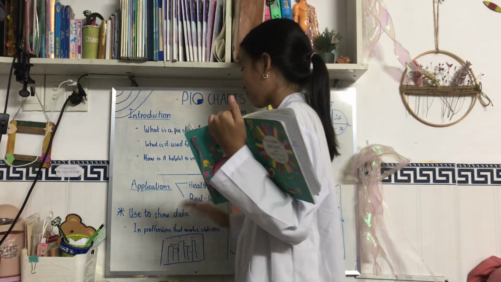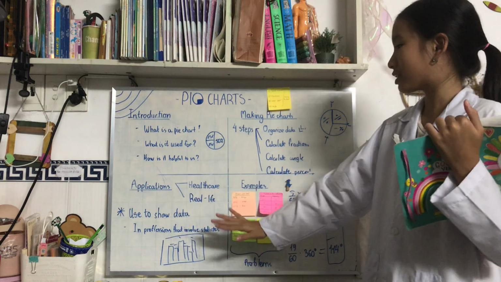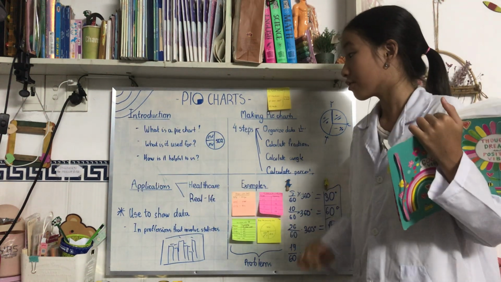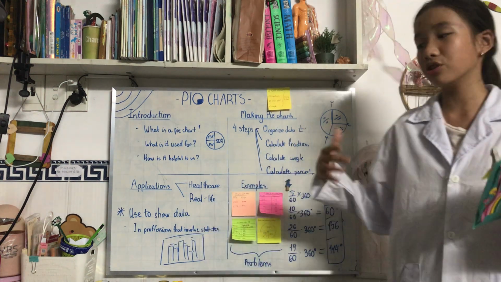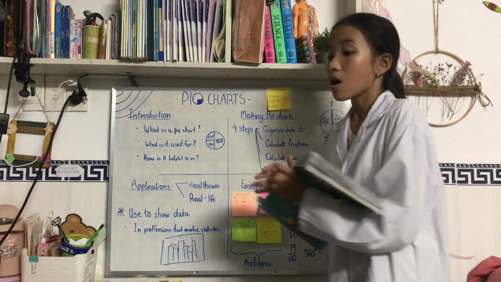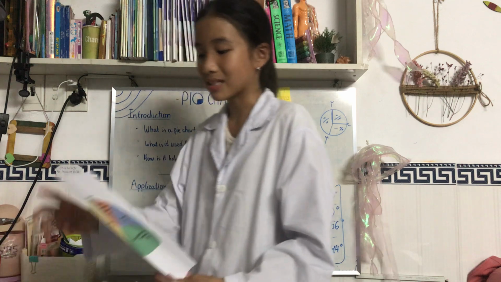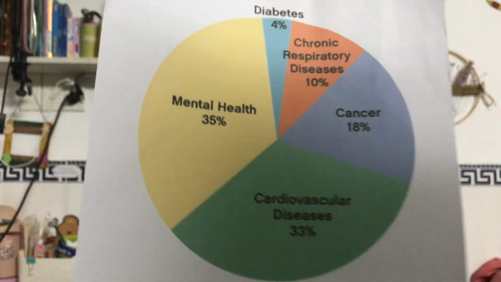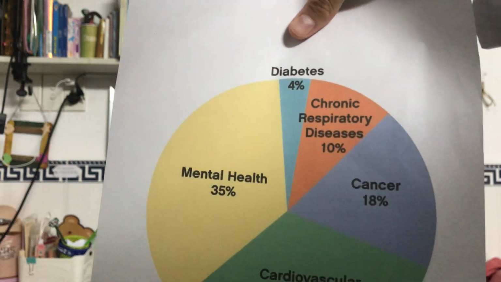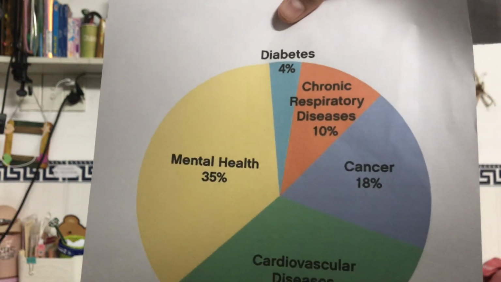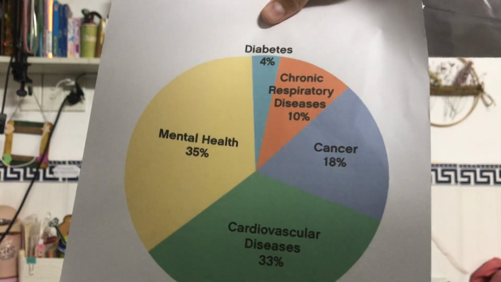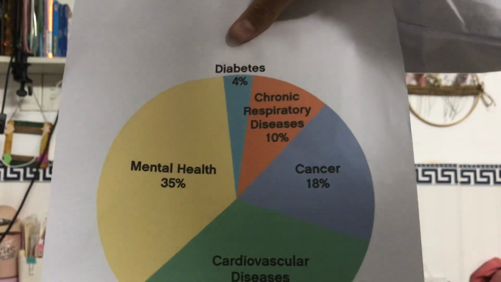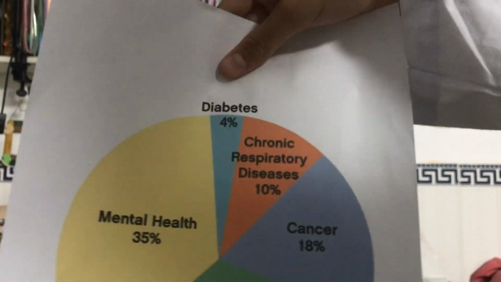Moving on to the third part, which is the applications of pie charts in healthcare and in real life. Well, in healthcare, it is used to do a lot of things. For example, diabetes, it can be used to show mental health, how much does it contribute, cancer, cardiovascular diseases, which people are most likely to get diabetes, chronic respiratory diseases.